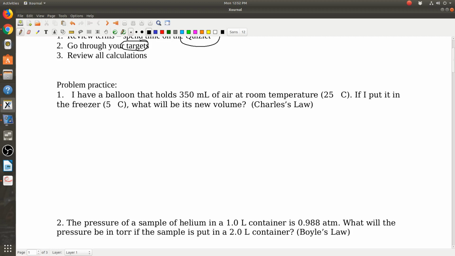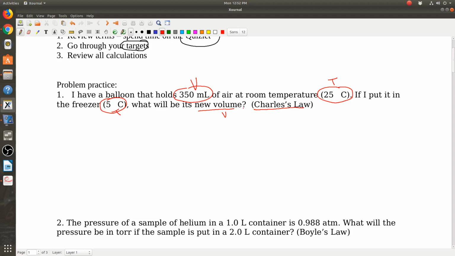So I have a balloon that holds 350 milliliters. That's a volume of air at a room temperature of 25 degrees Celsius. If I put it in the freezer, at a new temperature, what will its new volume be? Okay, so we're going to use Charles' law. I put this in parentheses just to make sure I was covering them all. But how would I know that I'm using Charles' law here?